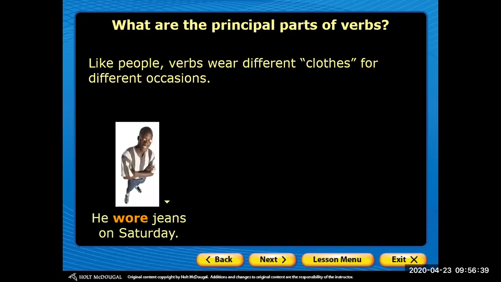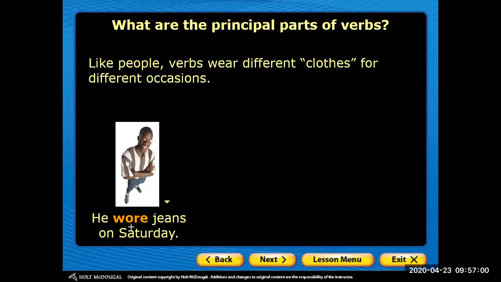For example, can you read this example for us? He wore jeans on Saturday. Very good. Where is the verb here, Abdullah? The verb, in this sentence: he wore jeans on Saturday. Where's the verb here? Wore. Very good. Excellent. So here is the verb, actually.